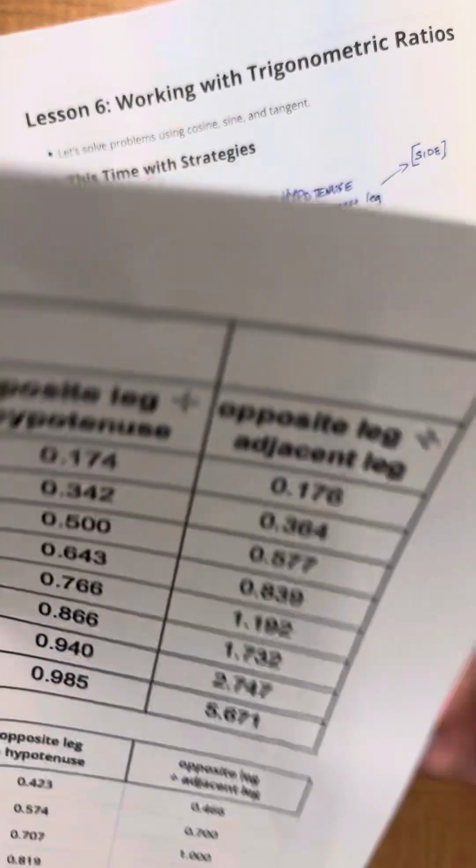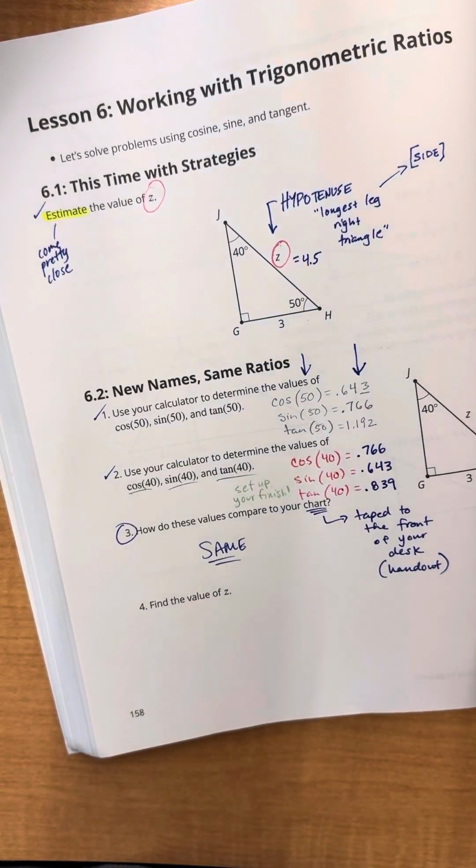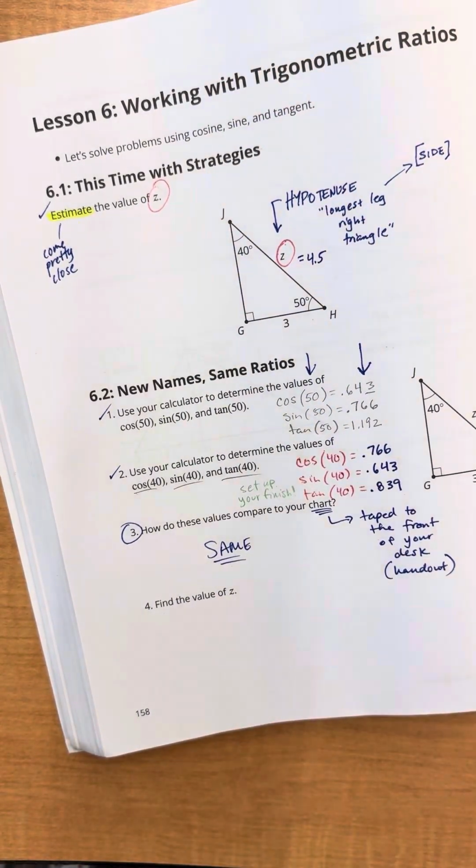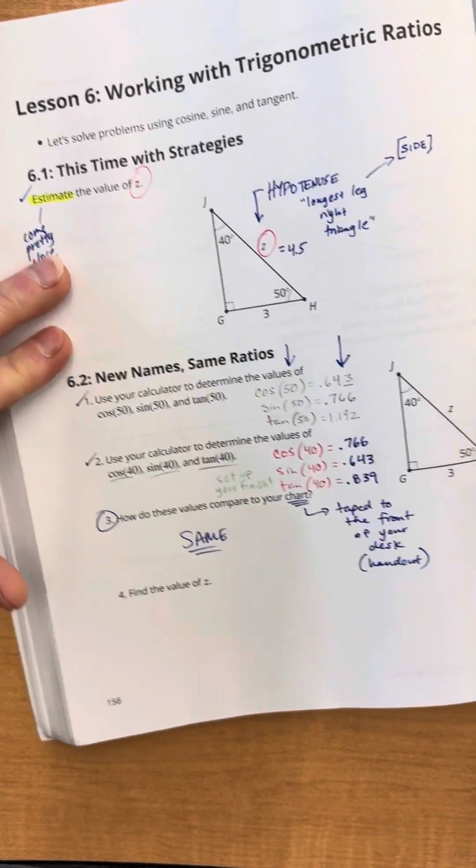All right, I'll keep this handy. So basically, your chart's just always chilling right up here. Have it hanging down the front of your desk, just so you don't lose it. It's so important. A lot of people lose that one.